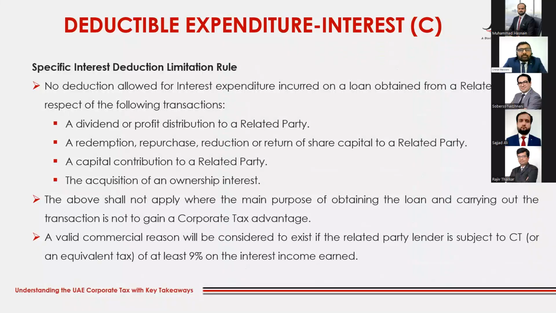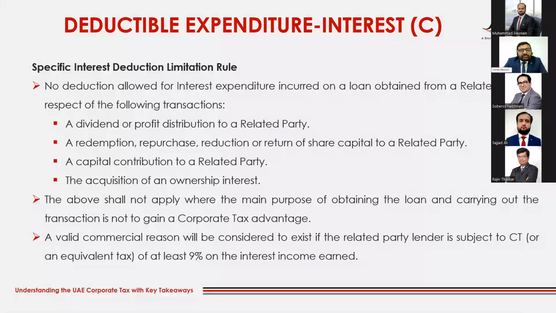Here, if you are obtaining any loan from your related party that is not for the business purpose, for some transactions, then that interest expenditure will not be allowed to deduct. So if you are obtaining the loan for dividend or profit distribution to a related party, or redemption, repurchase, reduction, or return of the share capital to a related party, or capital contribution to a related party, or acquisition of ownership interest, which means these are not for the business purpose, not for the operation, then the interest on this loan will not be allowed to deduct. Which means that if the loan is obtained from a related party for the business purpose, then the interest can be deducted, subject to all the conditions we understood in the previous slide.